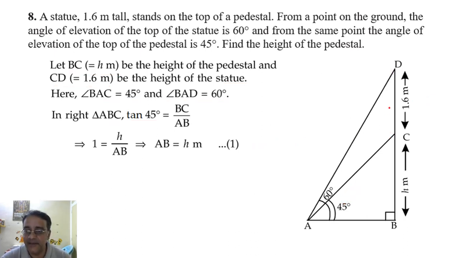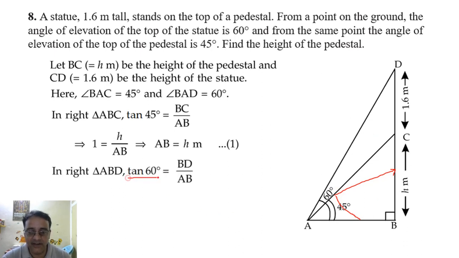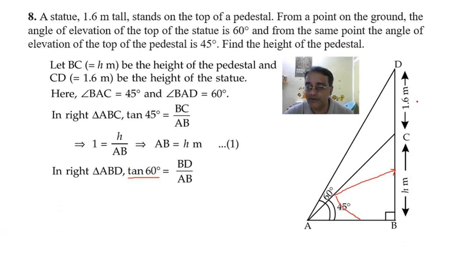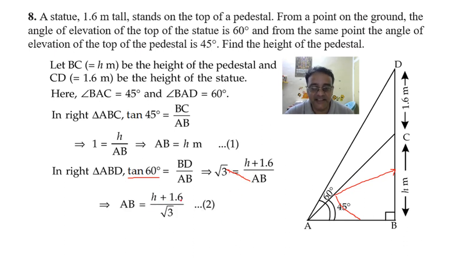See triangle ABD. Tan 60 degree is equal to opposite side BD and adjacent side AB. So BD upon AB. And what is the value of tan 60 degree? Root 3. So root 3 is equal to BD, which will be H plus 1.6, or 1.6 plus H, right? Then we will interchange these two. So we'll get AB is equal to h plus 1.6 upon root 3.